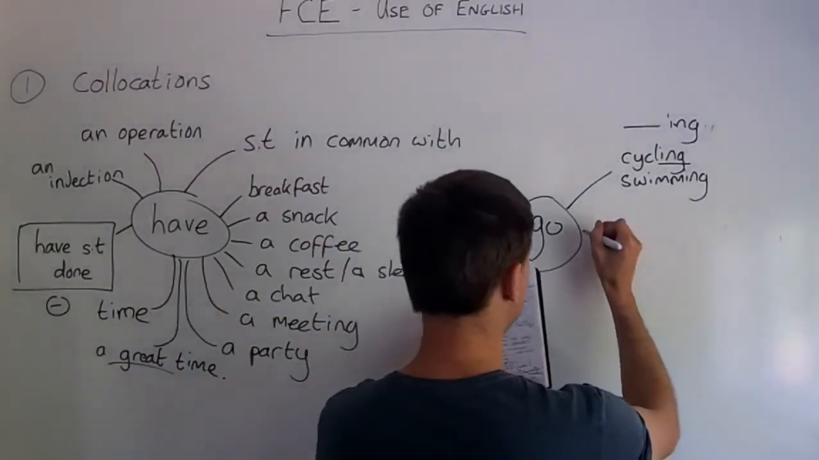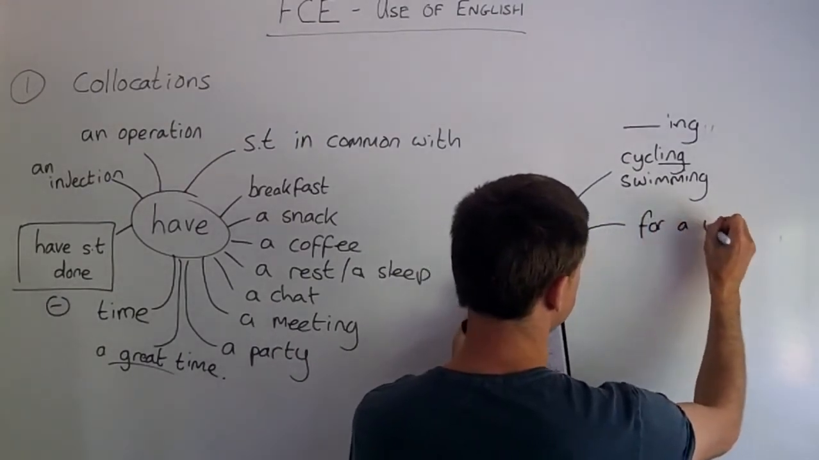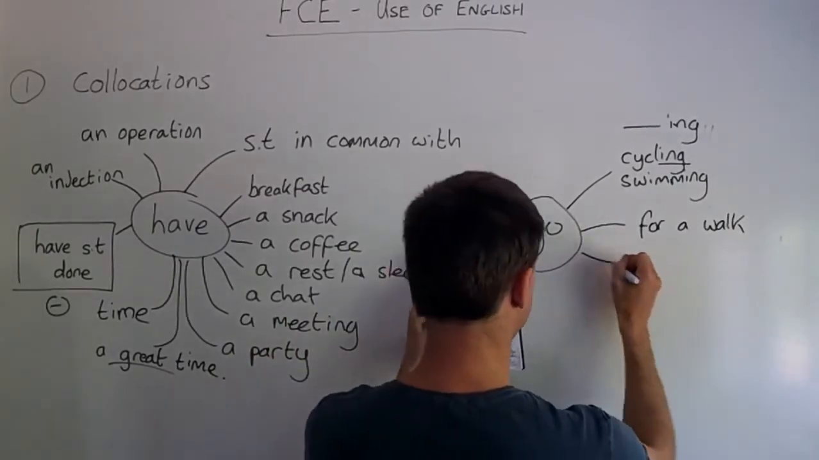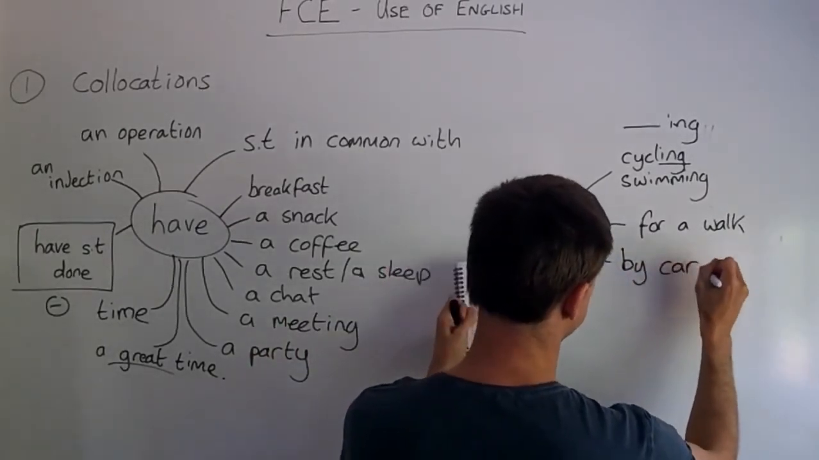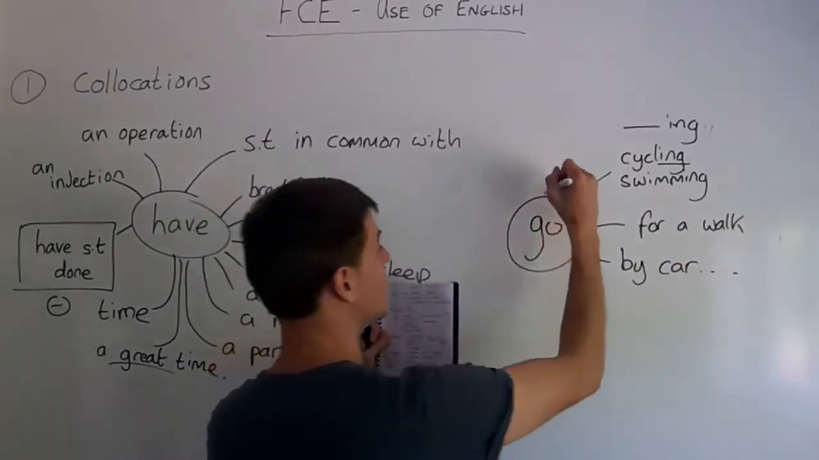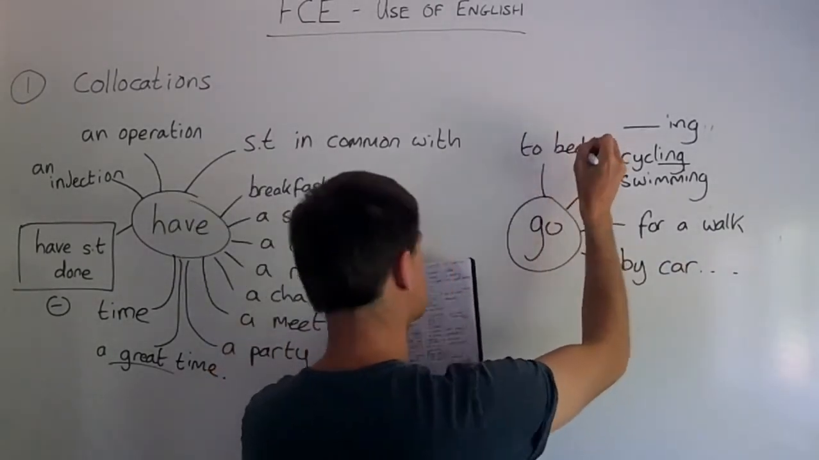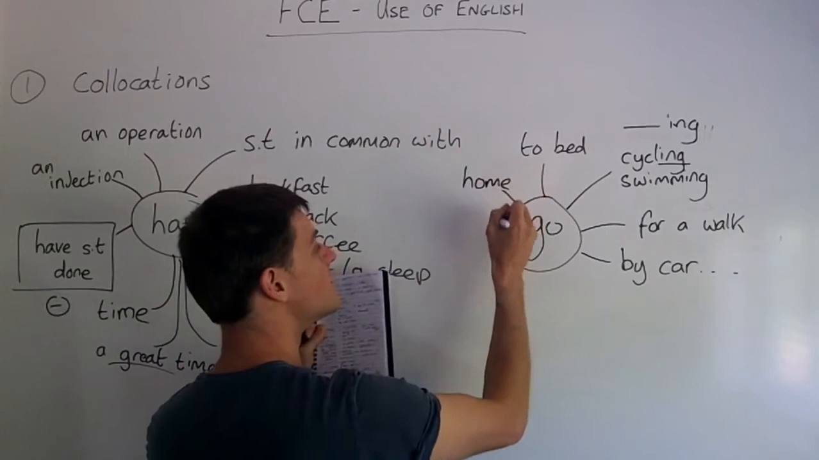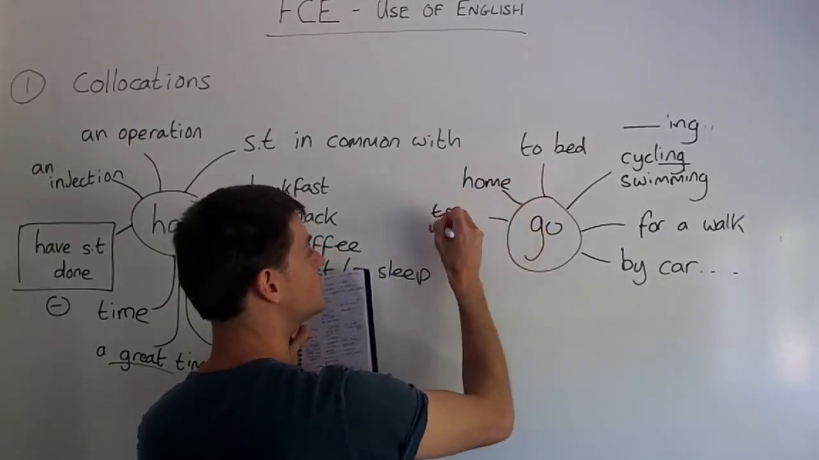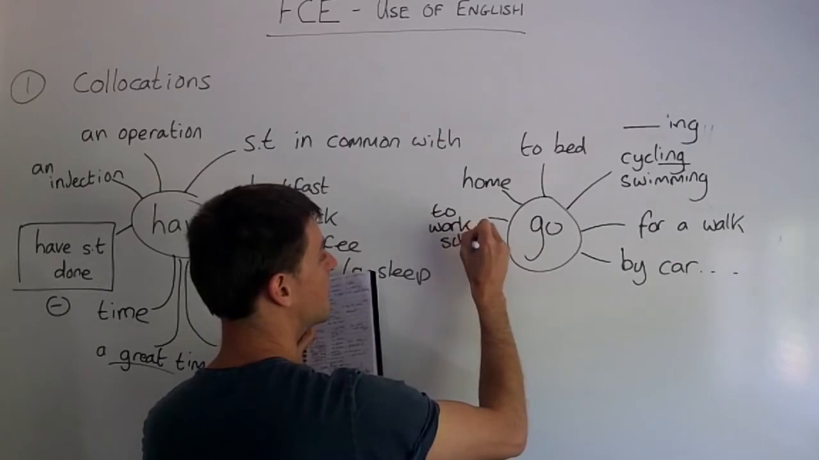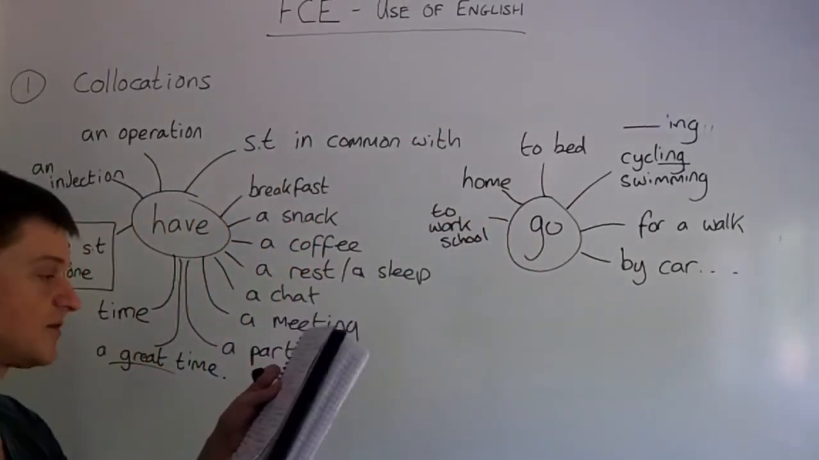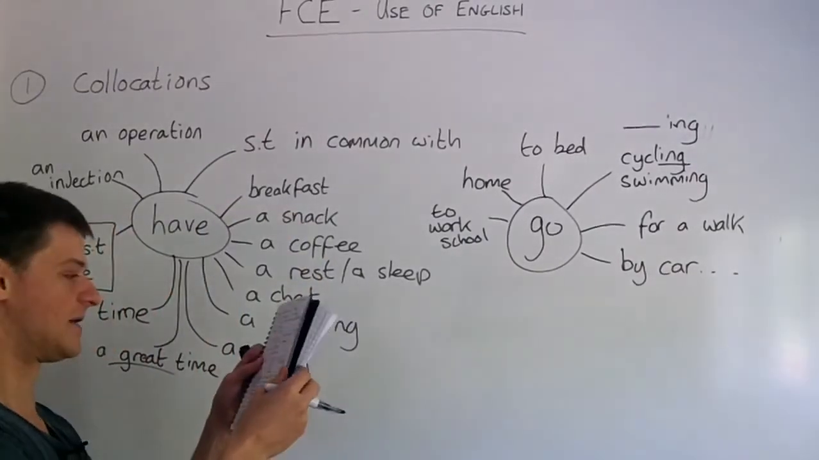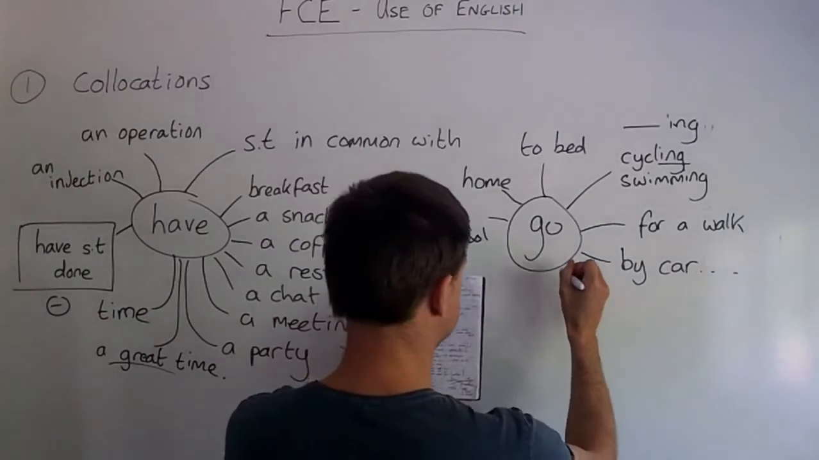You also go for a walk. You go by car, by bus. There are lots with go, of course. Go to bed. Or go to work, go to school, but go home. No preposition with home, but go to work, go to school. Okay? I hope that's clear. Please ask questions under the video if there's something you don't understand. Okay, and also go abroad.